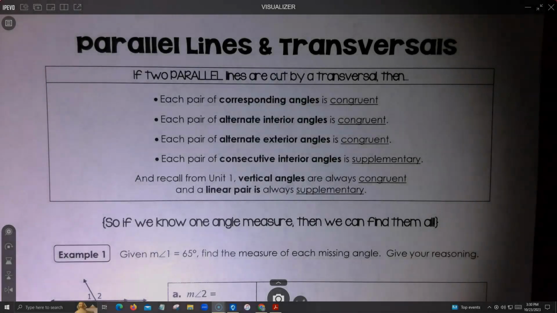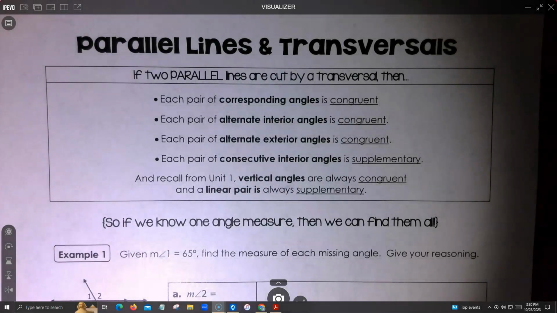This lesson is building off of the last lesson where we learned about the special angle pairs: corresponding angles, alternate interior angles, alternate exterior angles, consecutive interior angles, and so on. So we are going to use that information we learned from the last unit to do this unit. Now, this is a specific occurrence where we have three lines, two parallel lines, and one transversal.